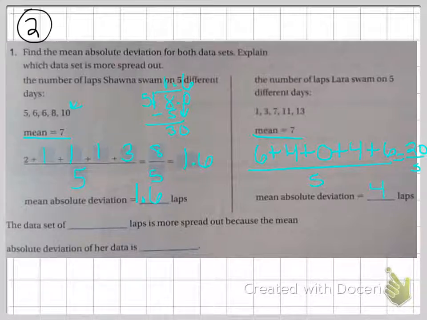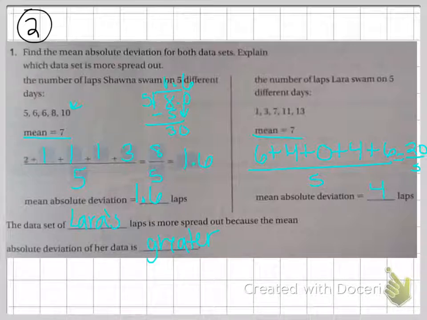So the data set of blank's laps is more spread out because the mean absolute deviation of her laps is blank. So we're looking for the one that has a greater mean absolute deviation. So in this case, we have Lara's. So Lara's data is more spread out because hers is greater.